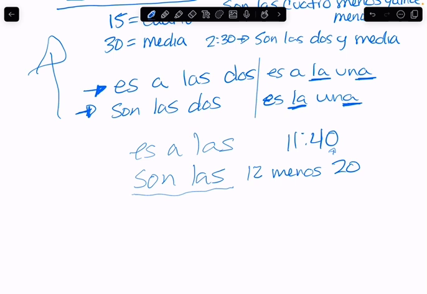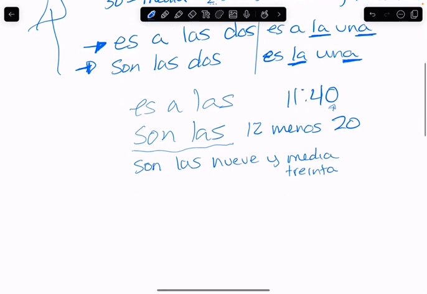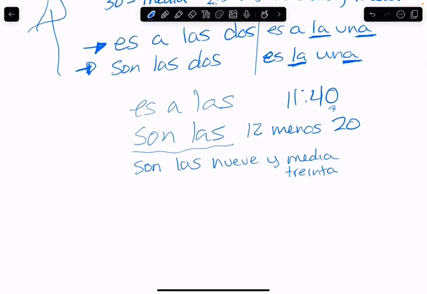If it is 9:30, son las 9:30. Or you can say y 30. Either one works. Okay? The book is going to ask you for either one. You just have to make sure that you remember both of them.